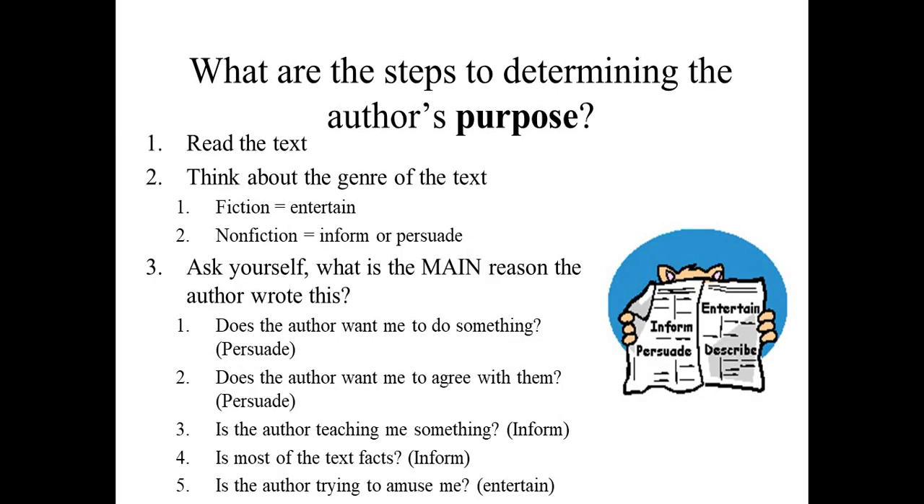So how do you determine the author's purpose? What are the steps you should take? First, read the text. If you don't understand the text, read it again. Use your annotations. Read it again. Write the main idea. Read it again. Write the big main idea. As you're reading it again and again, think about that deeper meaning question. What is the author's purpose?